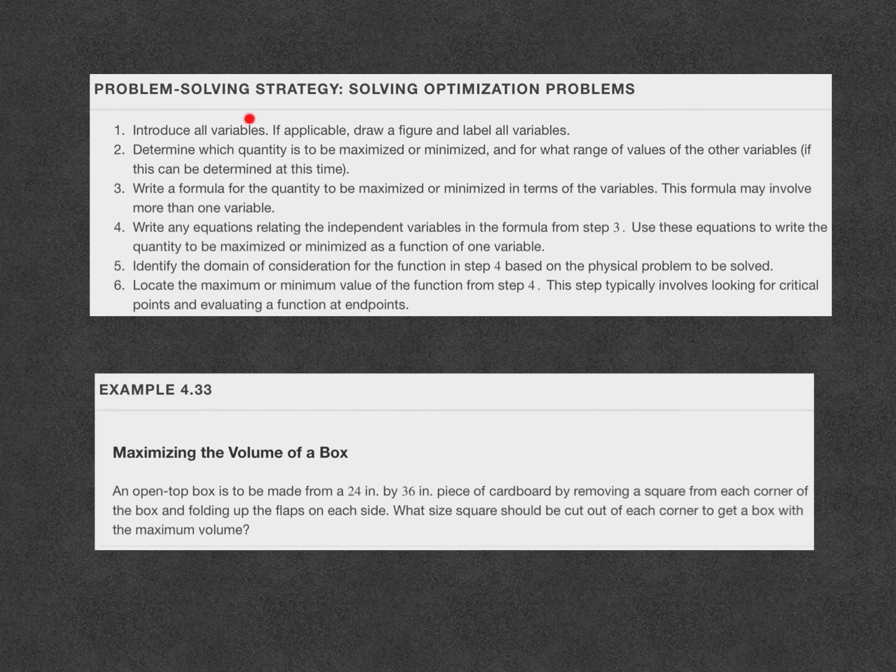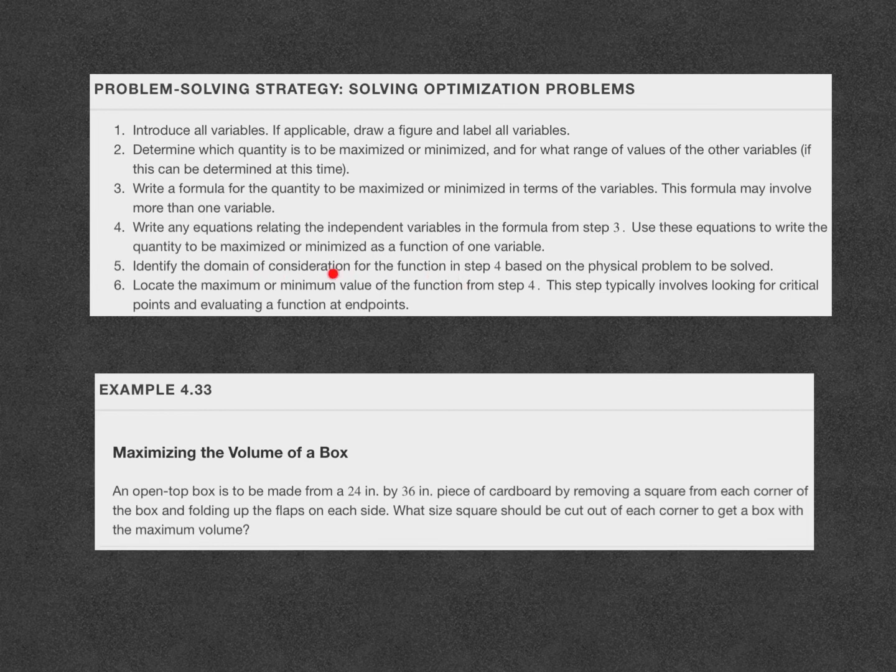We're going to figure out what our variables are, in the last problem x and y, draw a picture or we'll be given one, determine what we are maximizing or minimizing, write a formula for that quantity, and then write any equations relating the independent variables from step 3. So that was the constraint that I talked about. The perimeter, we were limited by this amount of fencing.